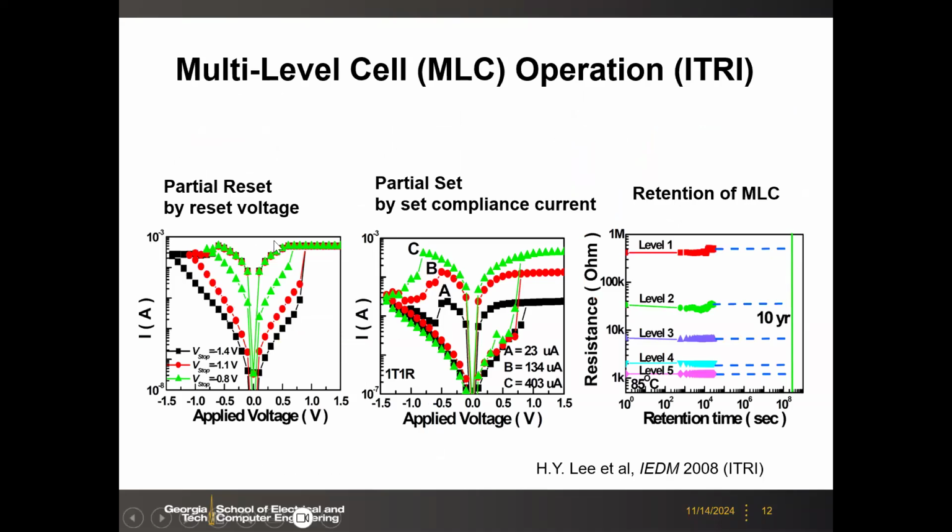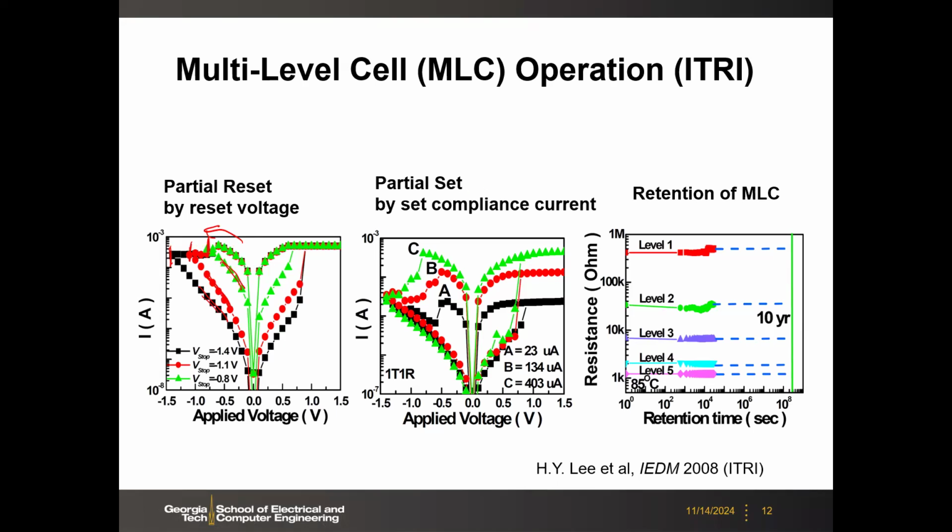And also here, since the on-off ratio is large, you can achieve this multi-level cell operation, okay? So what they showed here is, for example, changing different reset voltage, right? When you sweep back, you stop at different reset voltage, then you can create multiple states, multiple resistance states, right?